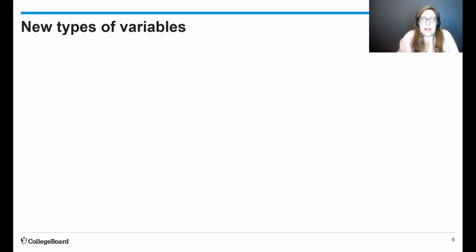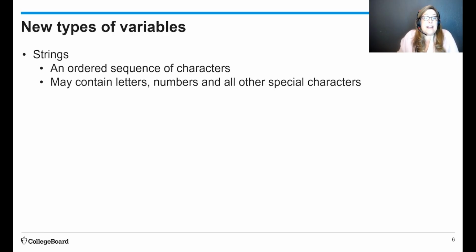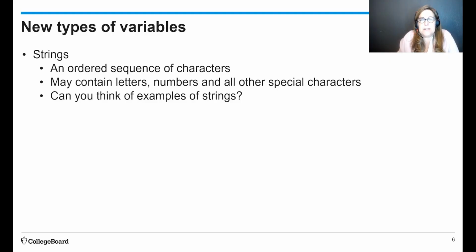So really what we're talking about are new types of variables, maybe different ones than what you've used before. Strings are specifically an ordered sequence of characters. We might have letters, numbers, digits, even special characters like the ampersand or the dollar sign. So I want you to take a minute and see, can you think of any examples of strings from your everyday life? Stop the video and think.